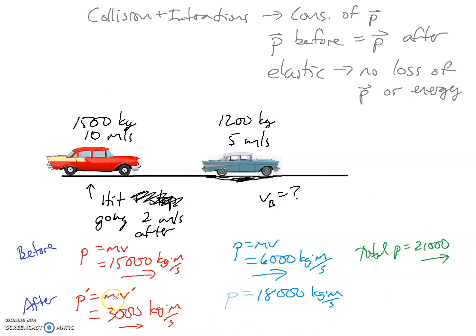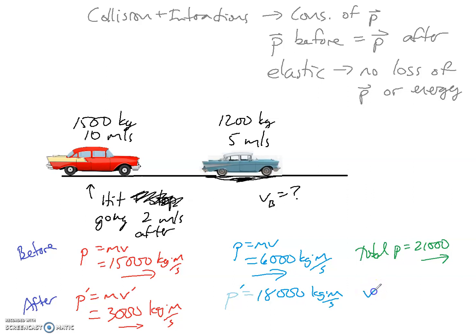I know the red car's got 3,000, so the blue car must have the rest, which is 18,000. So they still add up to my 21,000. Well, now that I have the momentum after, and this would be momentum primed or momentum blue car after, however you want to label it, I can find out its new v.